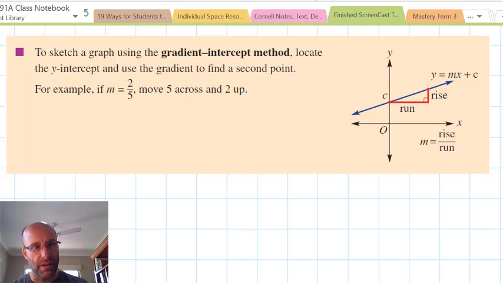Now these next few examples, some of them we will be doing what you see here. We'll be sketching a graph using the gradient intercept method, and what we have to do is locate two things. You need 2 bits of information when we're looking at a straight line, and you might have heard me say that in the past, 2 pieces of information. Now the 2 pieces can be the y-intercept and also the gradient.